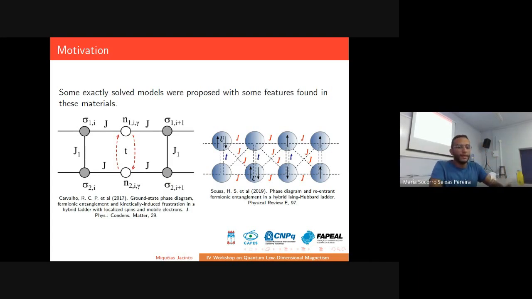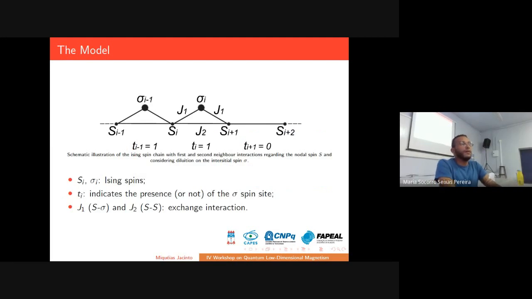containing mobile electrons, competitive exchange interactions, and Coulomb interactions. Our model, for instance, is a sawtooth chain with two Ising spins. The S spin represents the copper, and the sigma spin represents the oxygen.